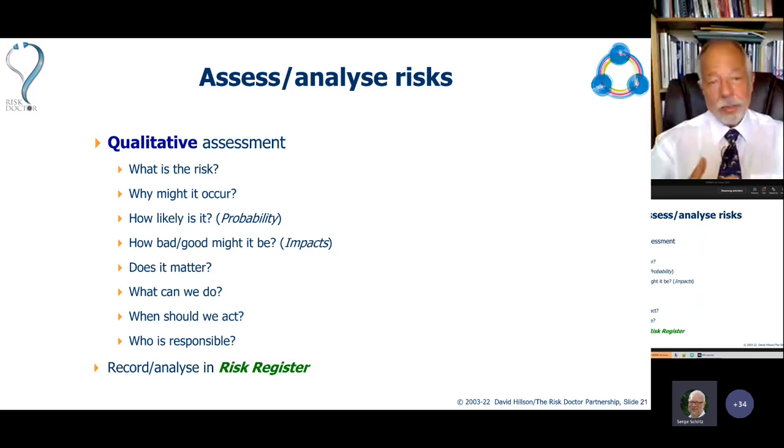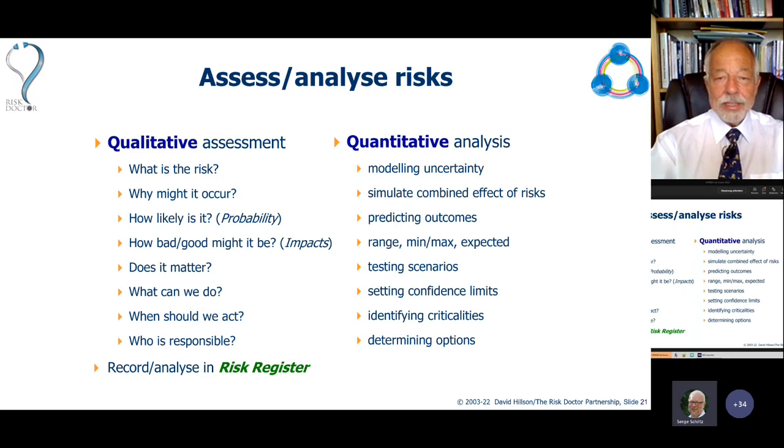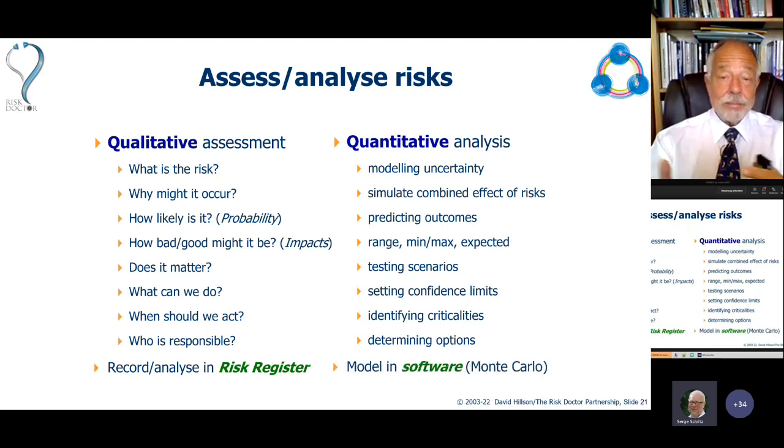Another way of answering these questions, which are the most important risks, is to do some form of quantitative analysis, to model the uncertainty in a computer tool, to simulate the effect of risks on our overall project outturn and predict what could happen within a range of the very best and the very worst. And we can use that model to test scenarios to decide what could happen and figure out the most critical risks. And to do this, we need some, as I say, specialized software, typically some kind of Monte Carlo software.